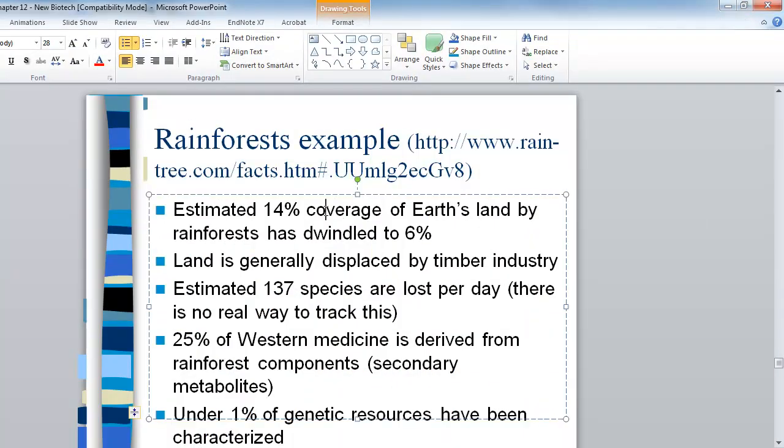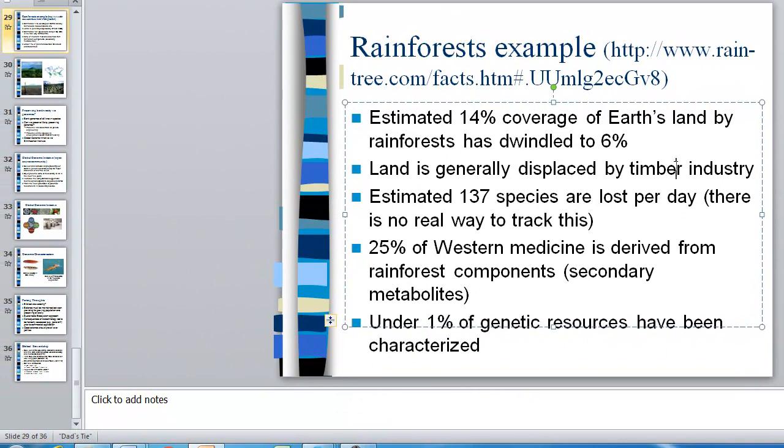But in it, it turns out that the amount of Earth's rainforest has dwindled by over one half. We used to have 14% coverage. Now we're down to 6% coverage. This land is generally displaced by the timber industry, which uses timber for building materials. There's an estimated 137 species lost per day. This is a wag, since there's no real way to track this. I have no doubt that species are being lost and displaced, but to say that 137 species are lost per day is a little difficult to swallow.